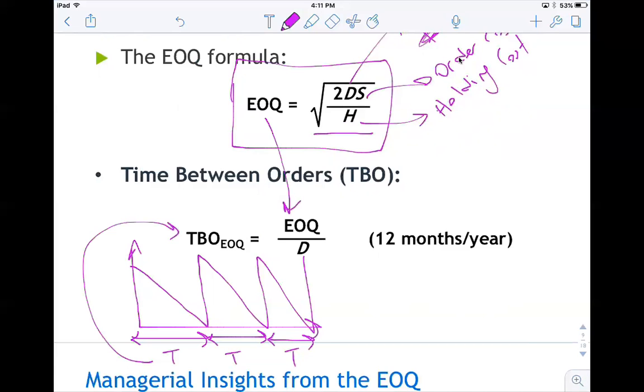Okay, so sometimes in the questions, or in your planning, or whenever you are talking with your colleagues as an inventory manager, you might bring this up as a strategy. If you would like to describe your strategy, you might say, my inventory strategy for this specific order would be to order exactly the EOQ amount at every TBO time, whatever that time is.